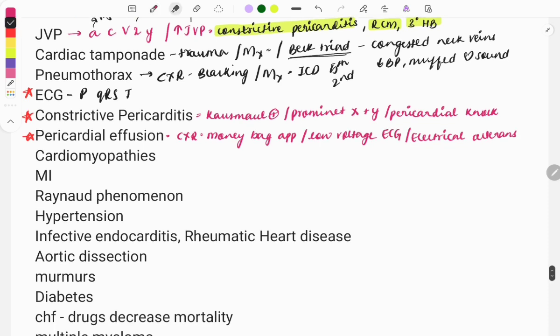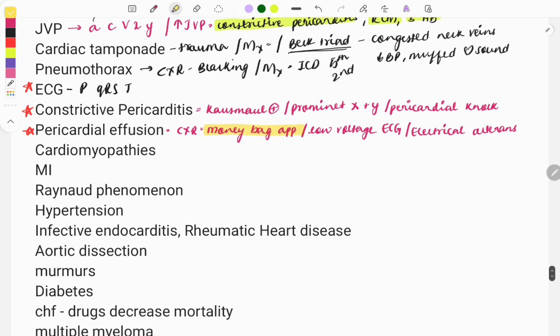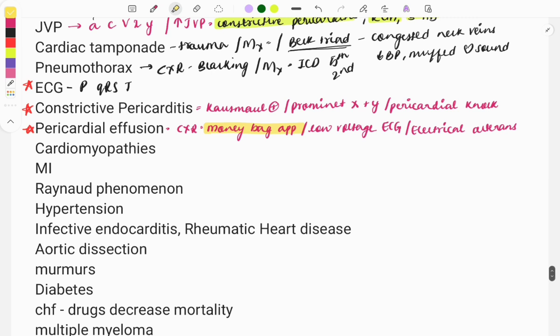On the chest X-ray, we can see a money bag appearance, and two important findings seen with this are the low voltage ECG and the electrical alternans. So a question is asked: electrical alternans is seen in which of the following? You need to choose the answer as pericardial effusion.